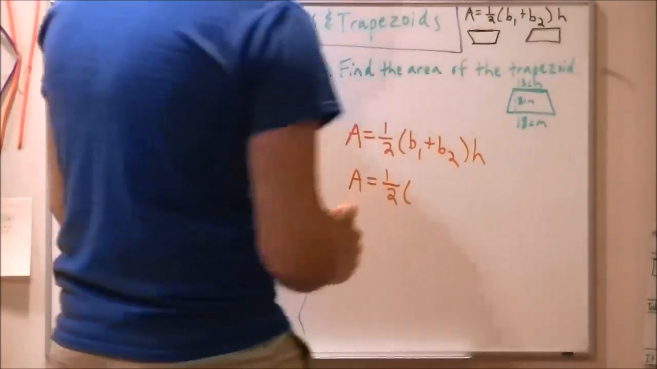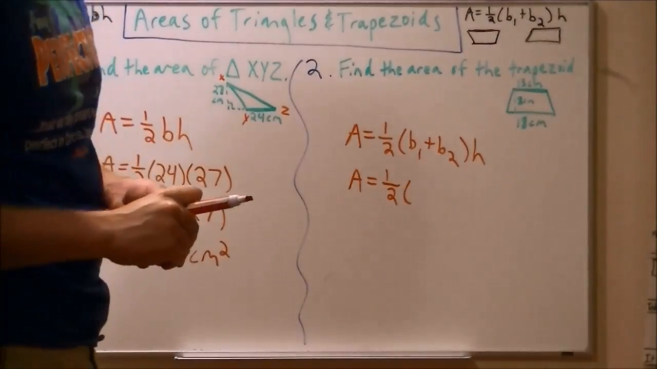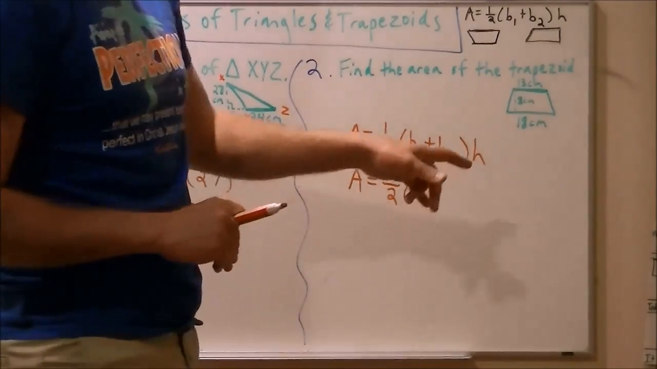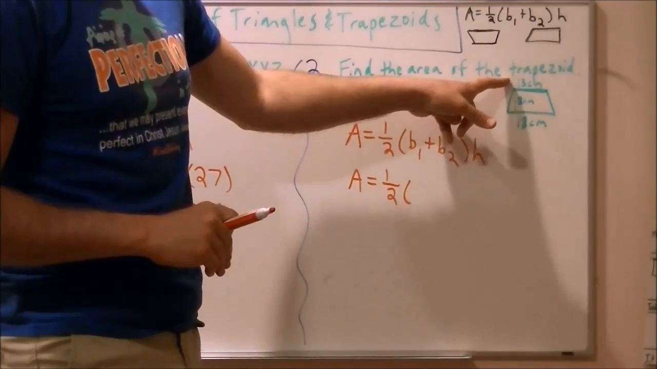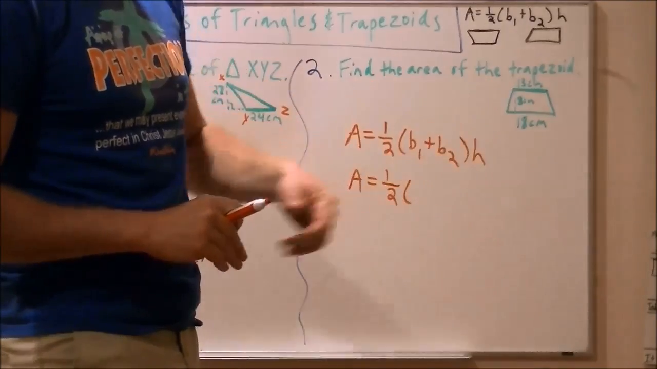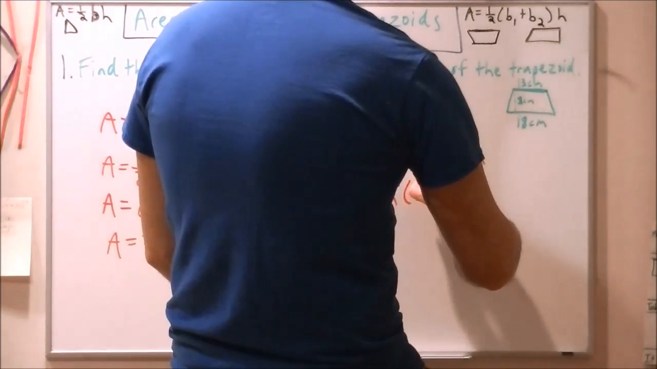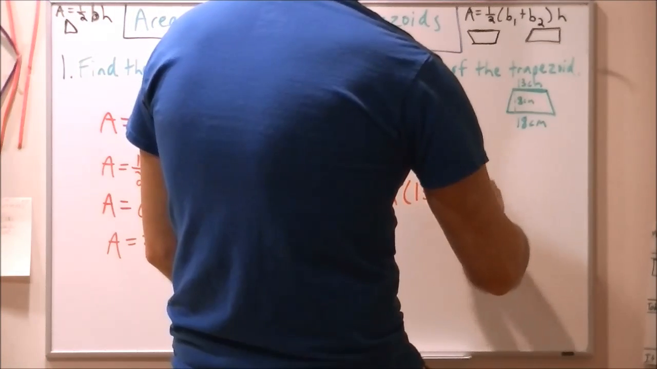Open parentheses. Now it doesn't matter in what order you put these. What's one of my bases? I have one that's 13 centimeters, one that's 18 centimeters. So, pick your poison, it makes no difference. Let's do the 13 first. We could have done the 18 first.